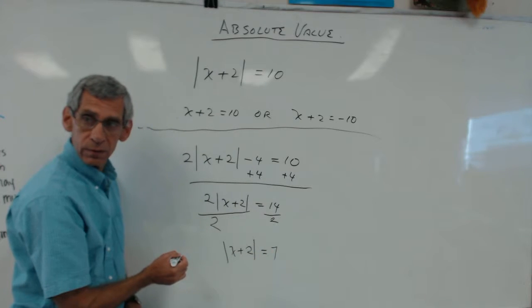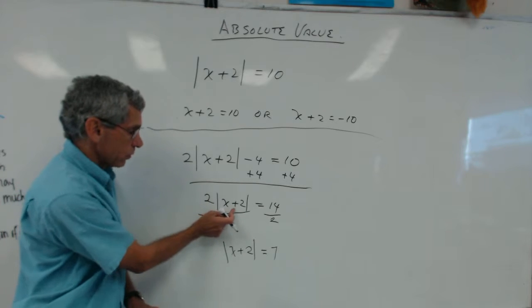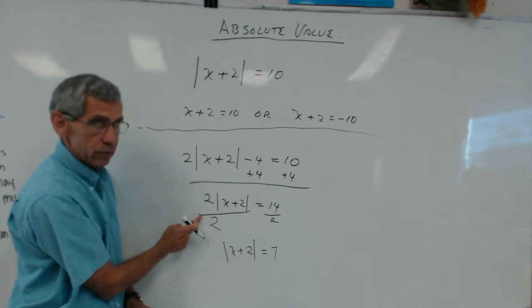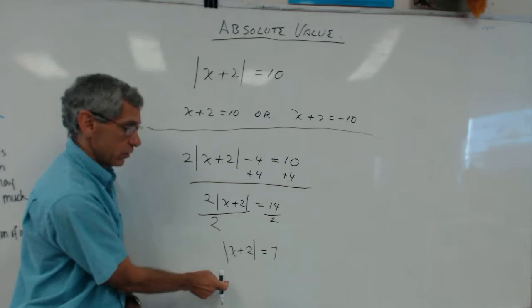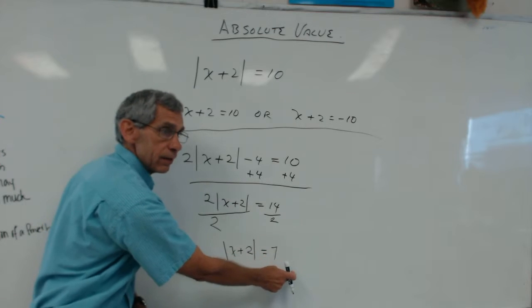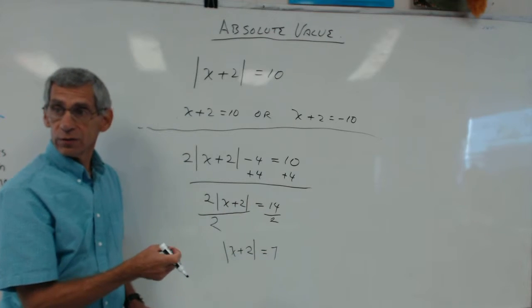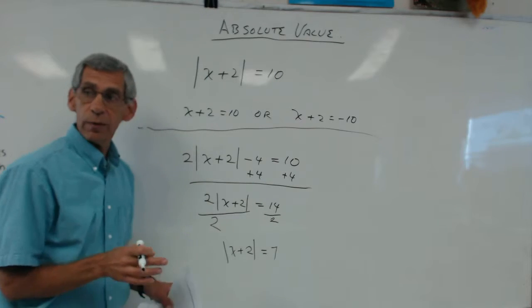Does that make sense? You see how I did that? That 2 is being multiplied, so I do the reverse of multiply, which is divide. So now it would be x plus 2 equals positive 7, or x plus 2 equals negative 7. And then I'll have 2 answers. Does that make sense? All right, so that's it. That's all you have to know about that.